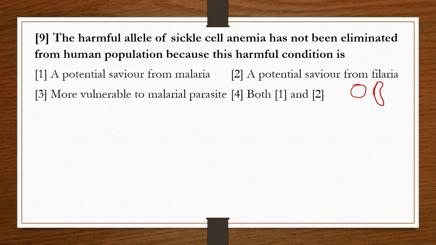Now, HbA represents the normal hemoglobin allele, and HbS is the sickle cell anemia allele. Now HbA HbS acts as a carrier.